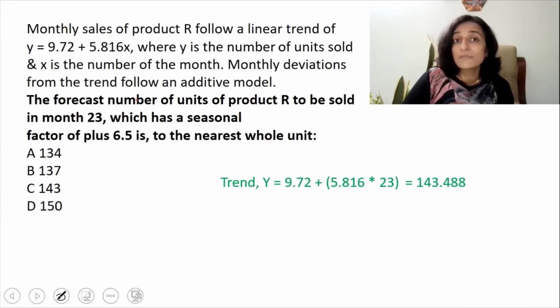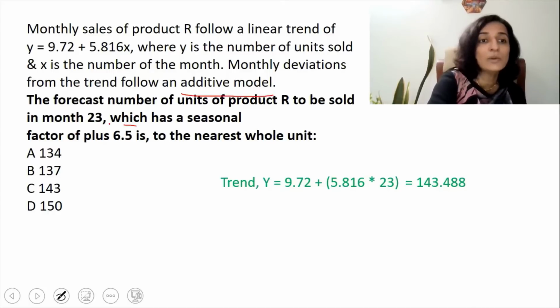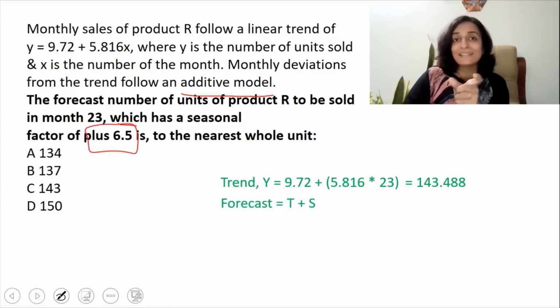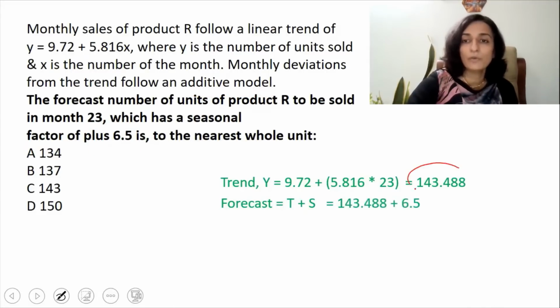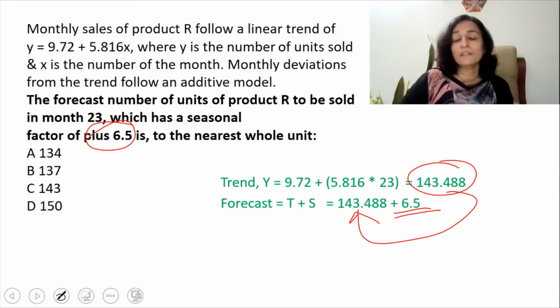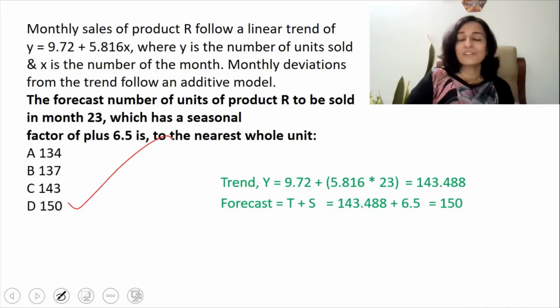Now we have to adjust for the seasonal fluctuation. What have they said? It is the additive model and you have to add 6.5. So the forecast is T plus S, that is trend plus seasonal fluctuations, that is 143.488. This is nothing but the trend, and 6.5 is the plus 6.5 that they have given in the question. So the forecasted sales for month 23 is 150 units. So the right answer is option D. Moving on to question number 2.